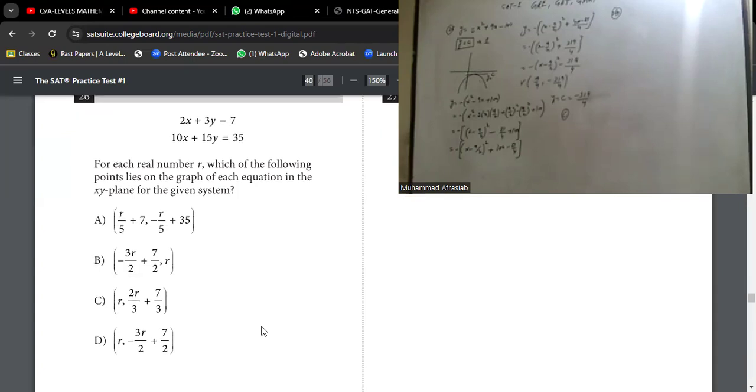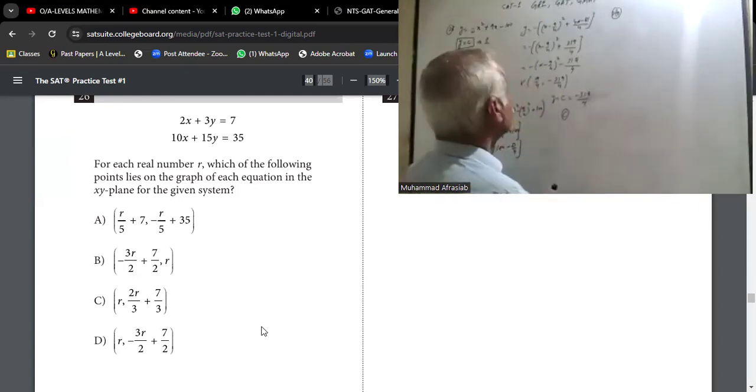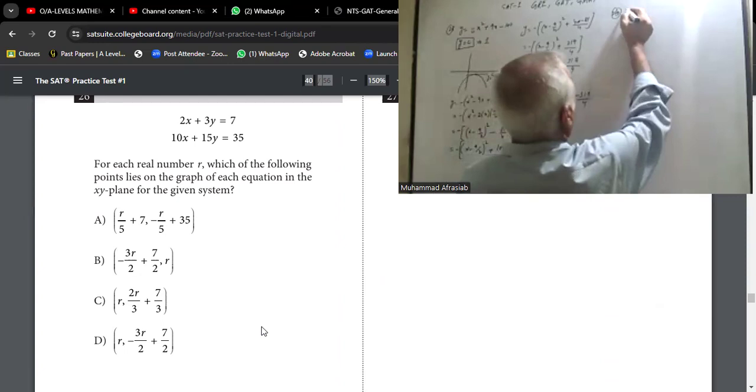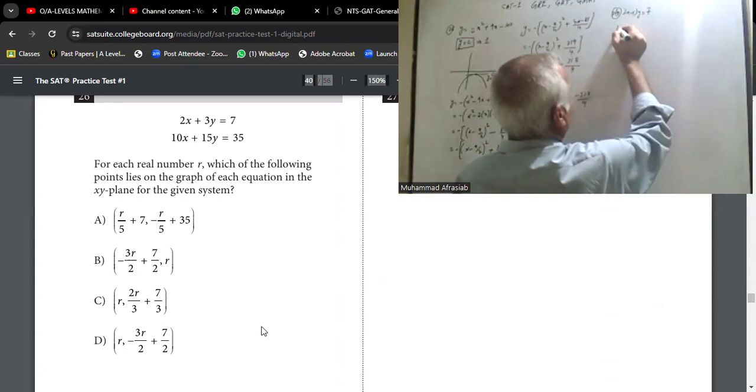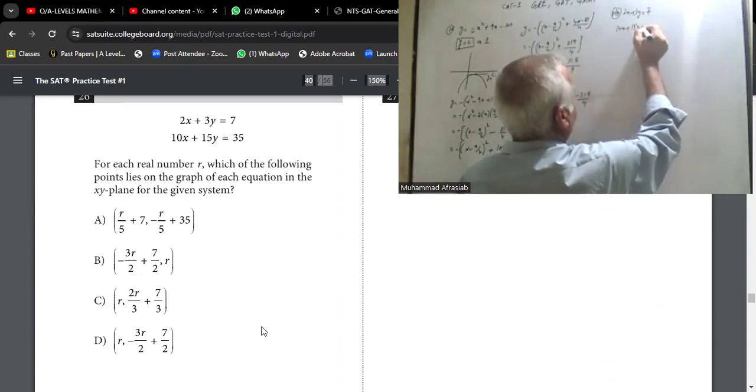The line 2x plus 3y is equal to 7. 10x plus 15y is equal to 35. For each real number r, which of the following point lies on the graph of the equation in xy plane for the given system? So we have 2x plus 3y is equal to 7. This is 10x plus 15y is equal to 35.